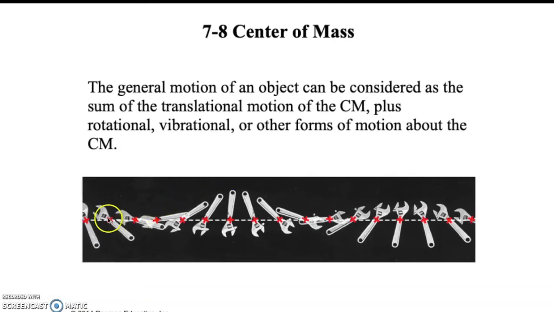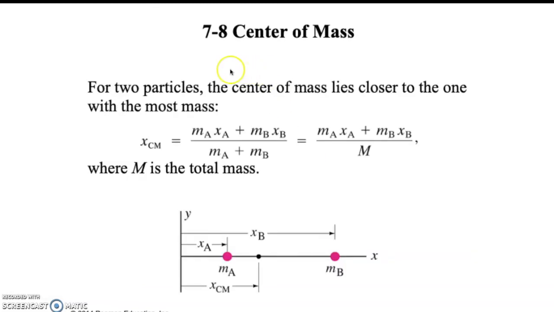So if we threw a wrench, and you know a wrench is way heavier on the end with the mouth as opposed to this end, you can see the center of mass will stay constant even as the object rotates. So for 2 particles, the center of mass lies closer to the one with the most mass, which should make sense. So here we go.